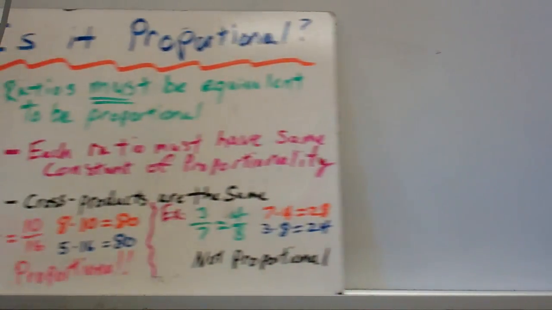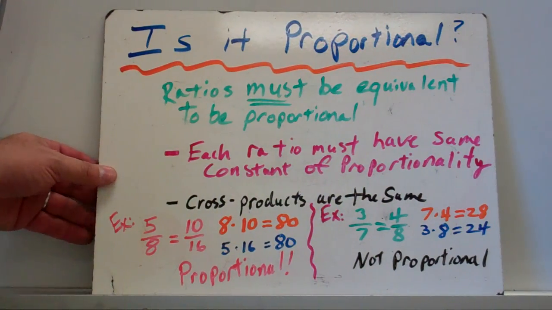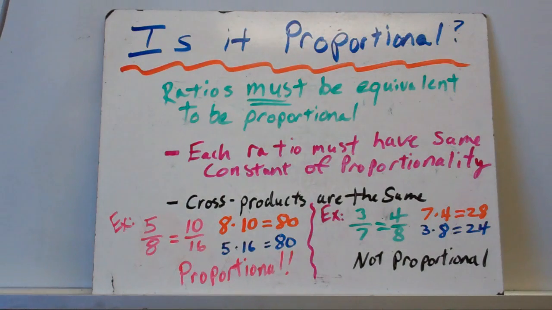So when we start looking at proportions, we want to know if things are proportional, okay? And for two ratios to be proportional, the ratios must be equivalent. That is the big thing. So going back to what we just looked at with the constant of proportionality, each ratio must have the same constant of proportionality, okay? There's another way that we can look at that, and that is to take the cross products. Okay, so we have our two ratios and we can take the cross products.